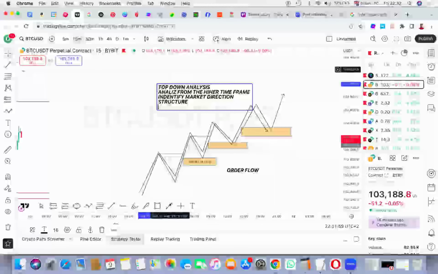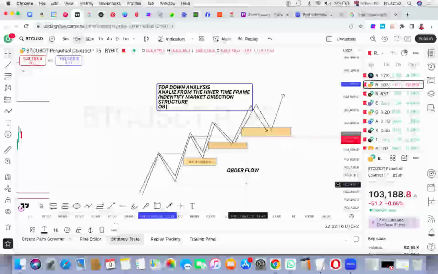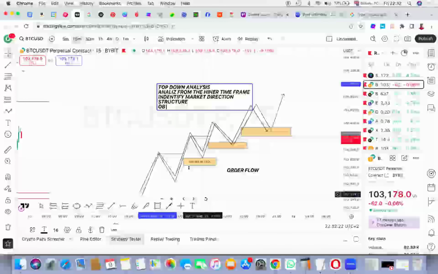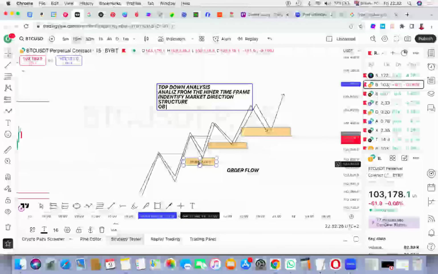So now you meet all the criteria, which is you draw your market structure and then you draw your OB. And for tonight we talked about our order flow, and we know what a clear order flow is. You know that for you to have a clear order flow, you want to be able to know where to place your orders and where the smart money is placing their orders.